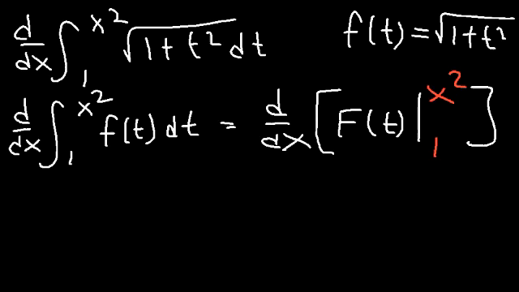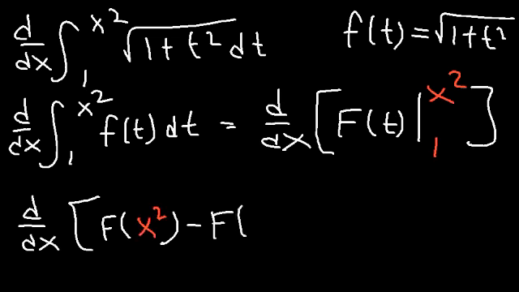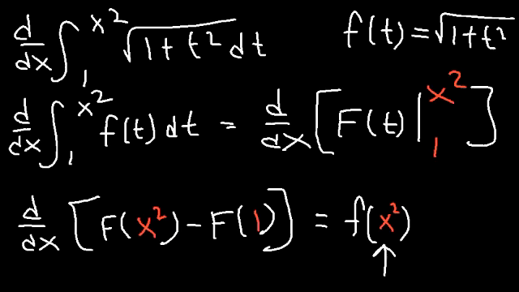So we have the derivative of F of b minus F of a. The derivative of big F is little f. So this is going to be lowercase f of x squared. And according to the chain rule, we need to differentiate the nested function, or the function on the inside. The derivative of x squared is 2x. F of 1 is a constant. The derivative of any constant is 0.